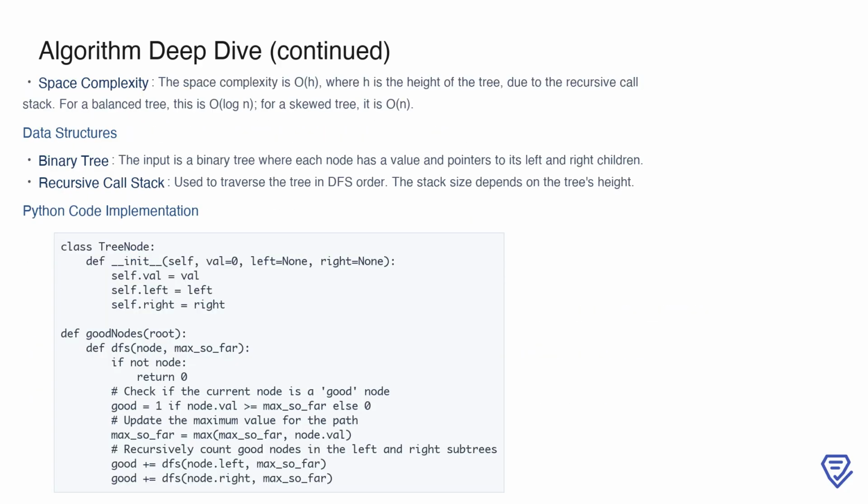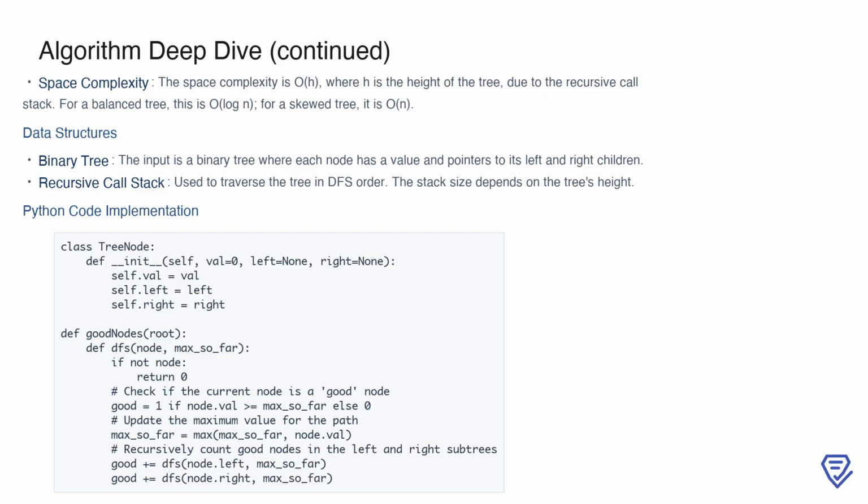The space complexity of this solution is determined by the recursive call stack. For a balanced tree, where the height of the tree is logarithmic in relation to the number of nodes, the space complexity is O(log n). However, for a skewed tree, where the height equals the number of nodes, the space complexity is O(n). The input to our algorithm is a binary tree, where each node contains a value and pointers to its left and right children. We rely on the recursive call stack to traverse the tree in DFS order, with the stack size being proportional to the tree's height.